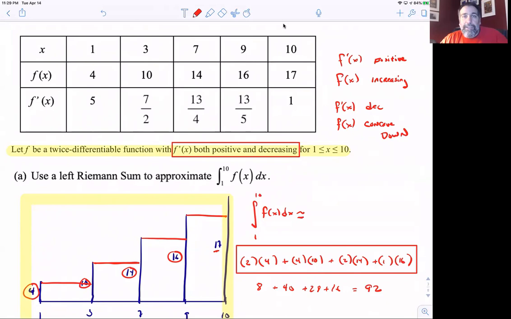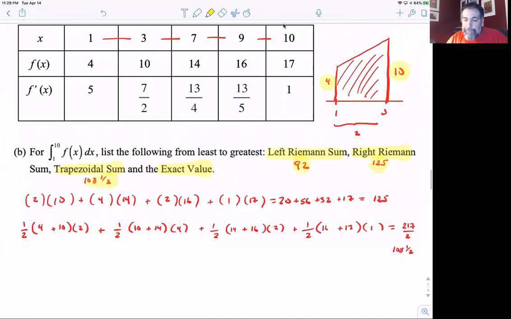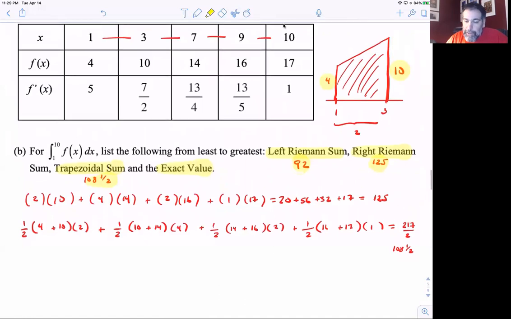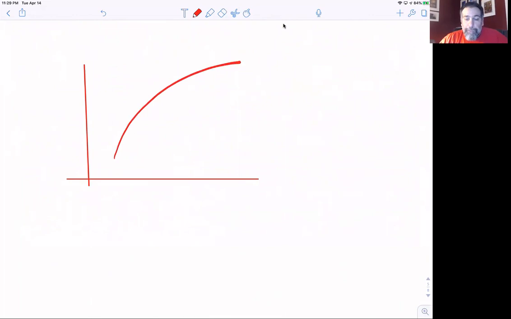So that's not just the table anymore. Now we've got some more information, and this is the key to understanding over and under approximations. Over and under approximations with Riemann sums are all about knowing whether your function is increasing or decreasing, or whether it's concave up or concave down. We're going to take a look at that right now. In this example, we are told that our function is increasing and concave down. Let's just draw a picture of that real quick. If I draw any function that is increasing and concave down, we're going to get this kind of shape right here.